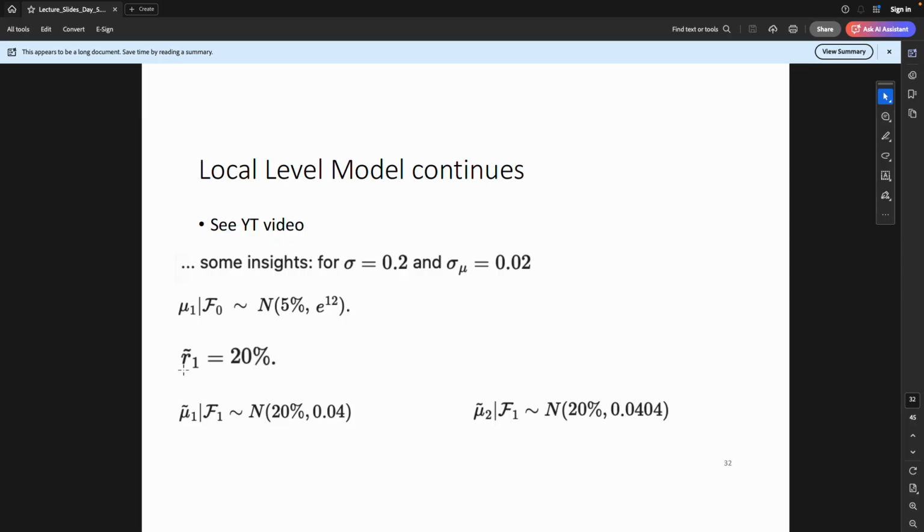So maybe I make another graph. I'm observing. So here I have 0, I know nothing. Here, this is my measurements. Here's what I observe. And I observe RT. So here I observe a return. In my example, 20%. Good.